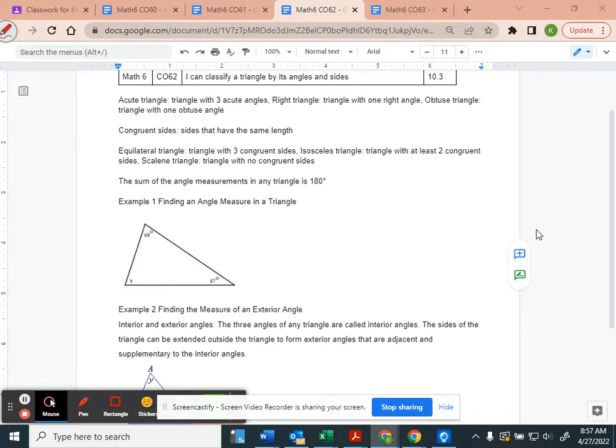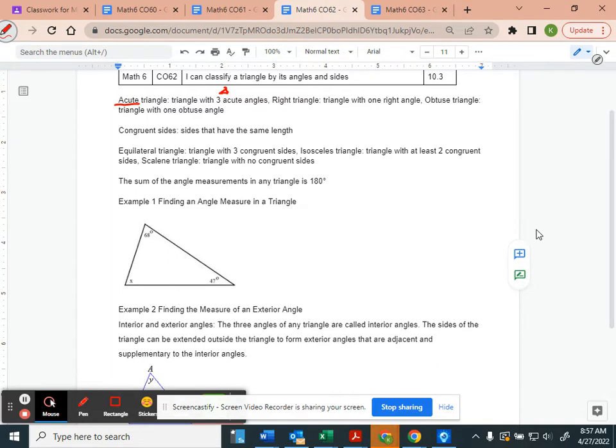So an acute triangle is a triangle with three acute angles. Remember, those acute angles are those little cute ones. So they're going to have small little angles for all three angles. So an acute triangle has acute little angles.